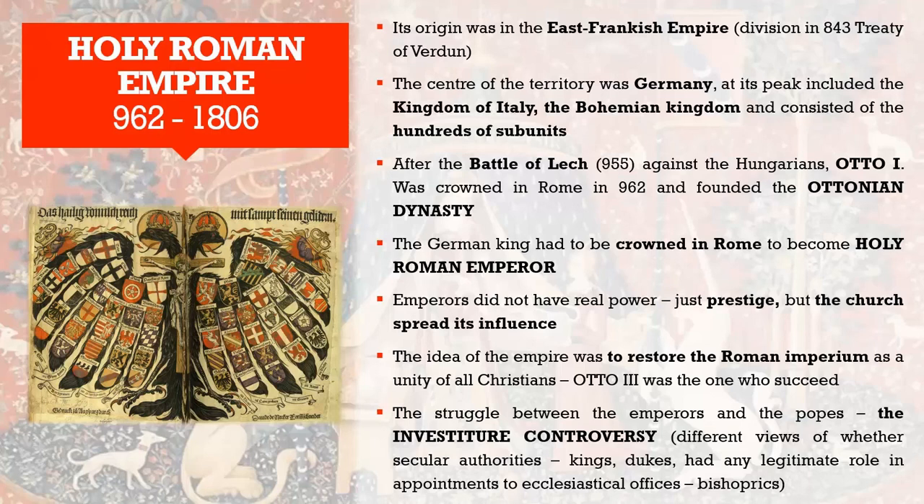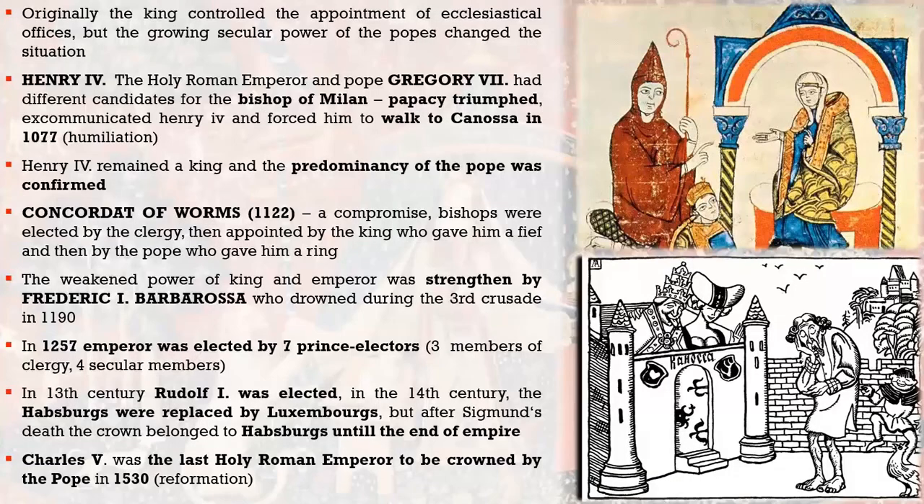The idea of this empire was to restore the Roman Imperium. They had the blessing from the Pope, but just a little while after, there was a struggle between the emperors and the popes. It was called the investiture controversy. It was between the secular power, so the king, and the ecclesiastical power, and this was the Pope. The conflict escalated when Henry IV, the Holy Roman Emperor, and Pope Gregory VII chose different candidates for the Bishop of Milan. The papacy triumphed.